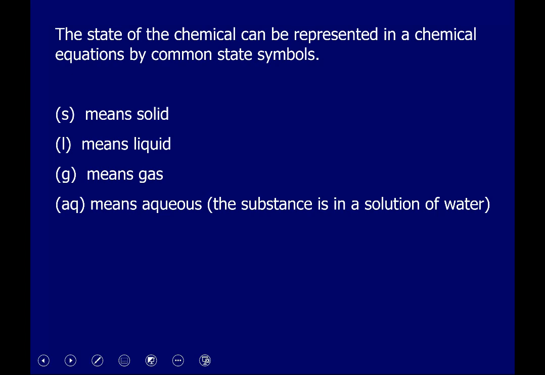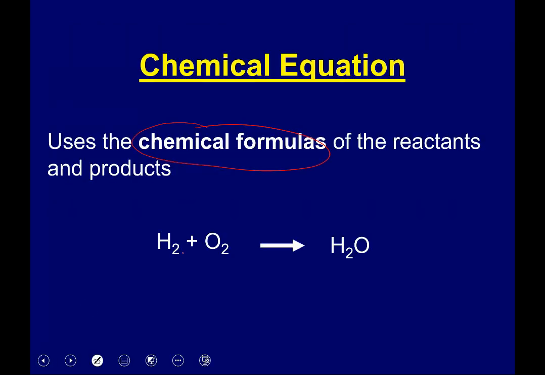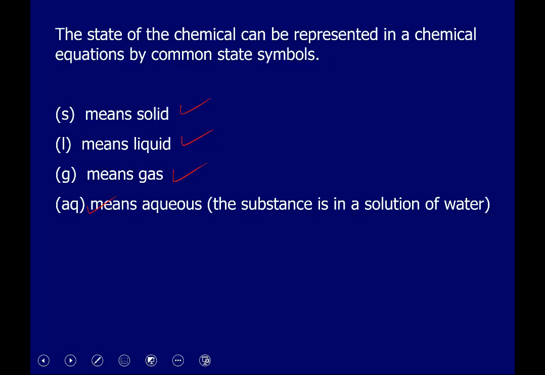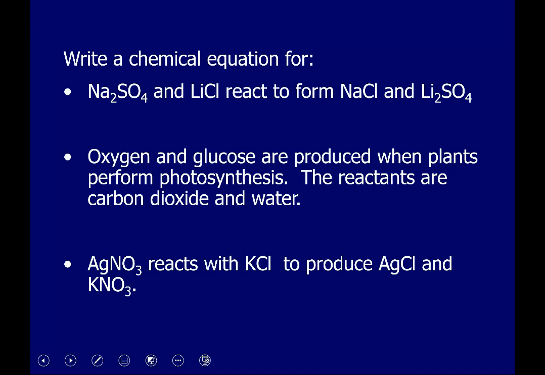The state of the chemical can be represented in a chemical equation by common state symbols. S means solid, L means liquid, G means gas, and AQ means aqueous, which means it's dissolved in a solution of water. Let me go back a slide and show you what I mean. So I know that hydrogen is a gas, so you put a G in brackets. I know that oxygen is a gas, so you put a G in brackets. And I know that H2O is a liquid, so we put an L in brackets. Pause it at any time if you need to get caught up.